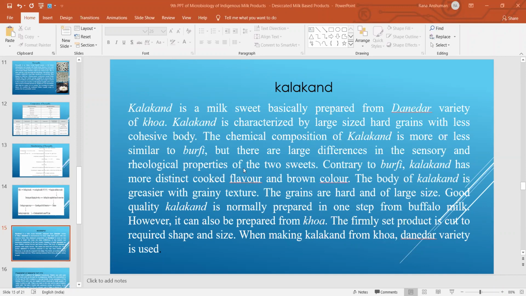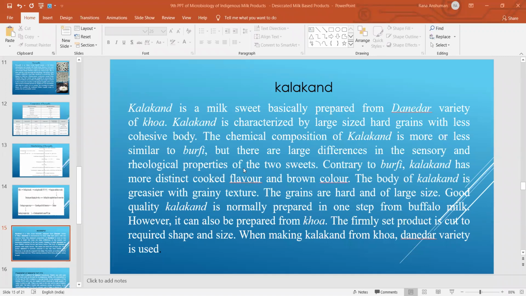Why is it different from Barfi? Contrary to Barfi, Kalakand has more distinct cooked flavor and brown color. The body of Kalakand is greasier with grainy texture. The grains are hard and large size. Good quality Kalakand is normally prepared in one step from buffalo milk. However, it can be prepared from khoa also.